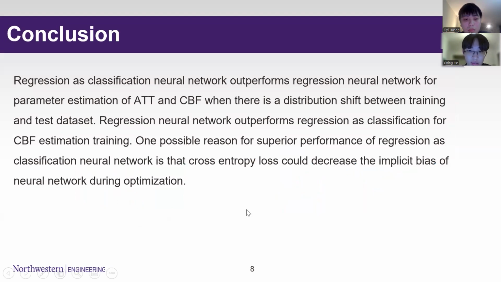Our conclusion is that the regression as classification neural network outperforms the regression neural network for parameter estimation of ATT and CBF when there's a distribution shift between training and test dataset. The regression neural network outperforms regression as classification for CBF estimation when there is no distribution shift. One possible reason for the superior performance of the regression as classification neural network is that cross entropy loss could decrease the implicit bias of the neural network during optimization.